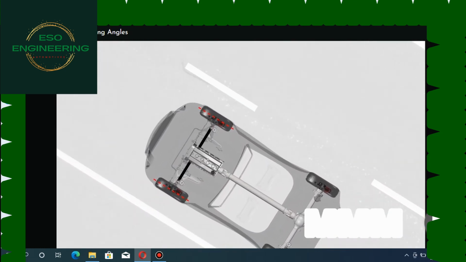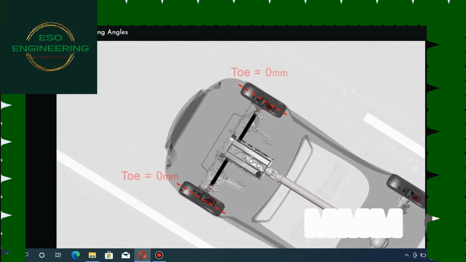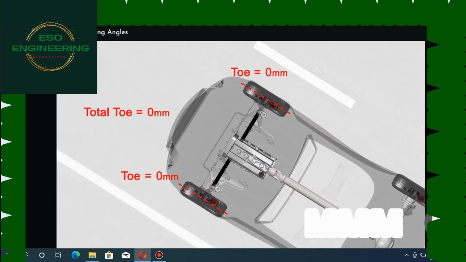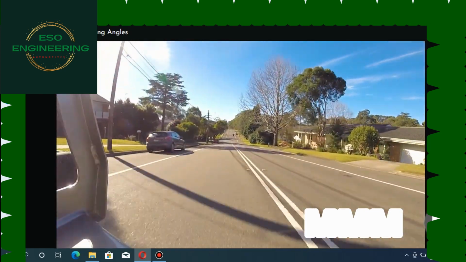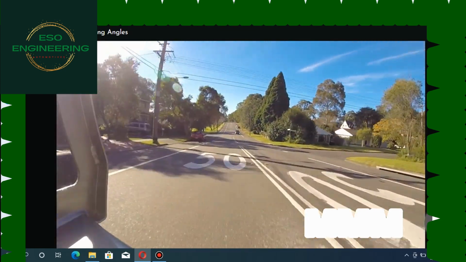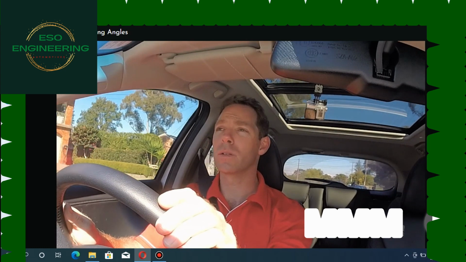Toe is determined by the vehicle manufacturers, and ideally it should be a 0 measurement when the vehicle is sitting flat and cruising at highway speeds. These settings allow for minimal friction between the front tyres and the road surface. This is required for optimal fuel economy and tyre wear characteristics.